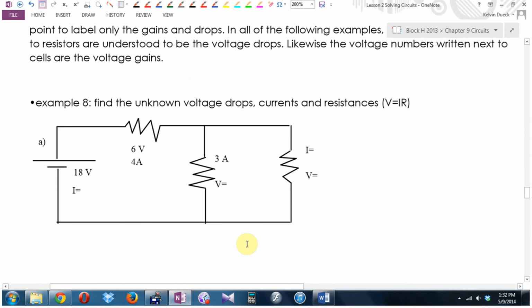Rebecca, we never did finish yours properly, did we? I started skiing and I never finished. Let's go skiing, you and I. It says, find the unknown voltage drops, currents, and resistances. Now we're going to put it all together. And we're going to finish, I think, with this example.